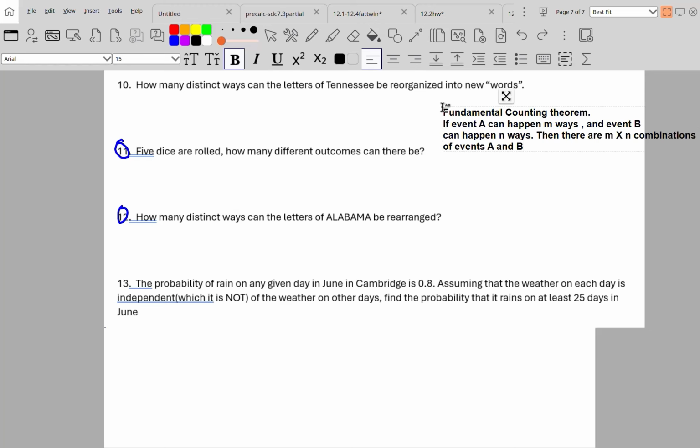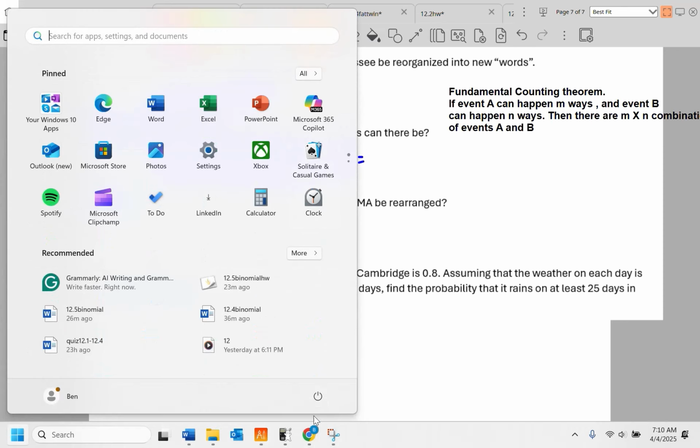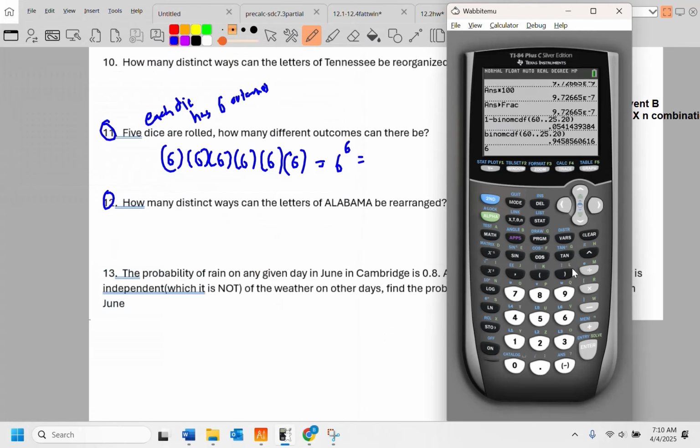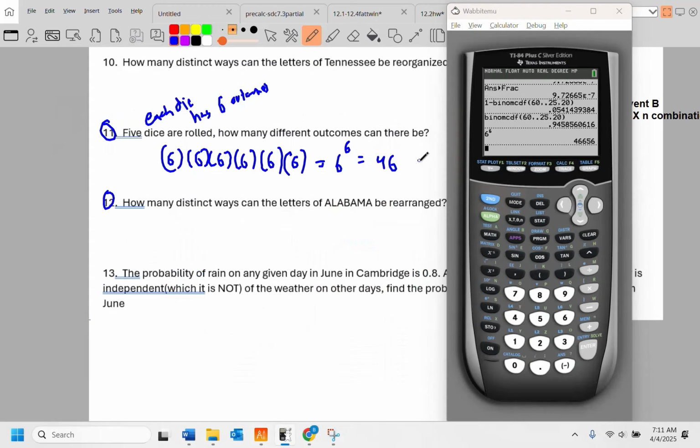Well, each die has 6 outcomes. You know, I could roll a 1, a 2, a 3, a 4, a 5, or a 6 on any given one. So it's simply 6 times 6 times 6 times 6 times 6 times what, another 6? Which is going to be 6 to the 6, which is just a gigantic number. It's not anything I ever bothered to memorize. Perhaps I should. I always say memorization leads to understanding. 46,656.